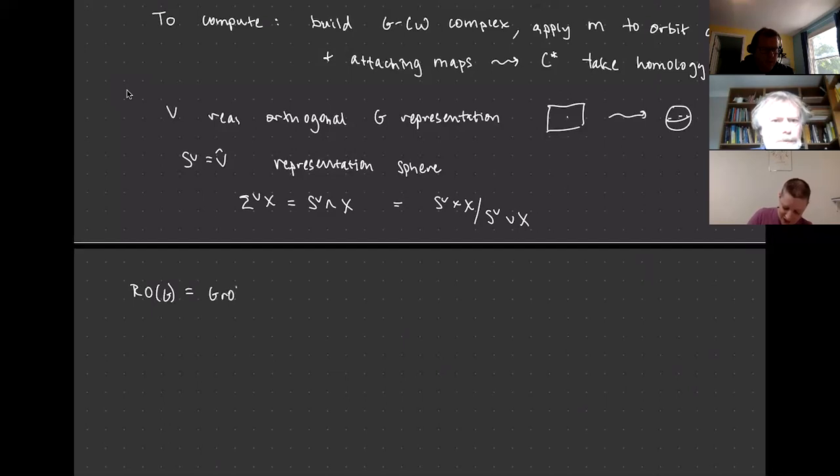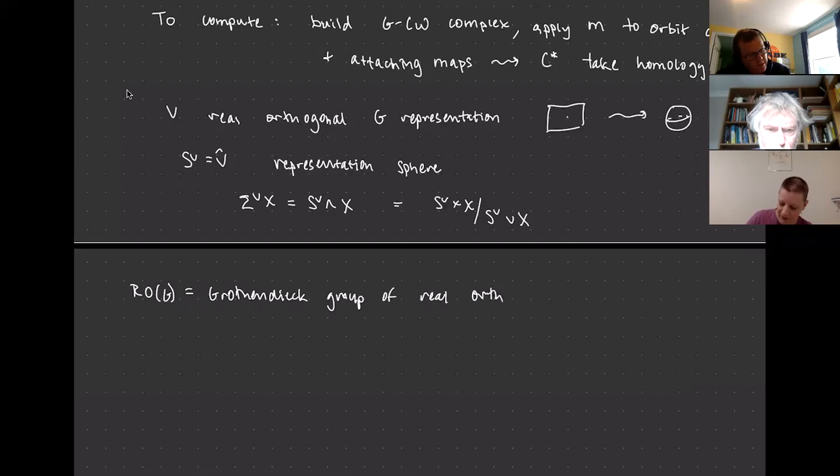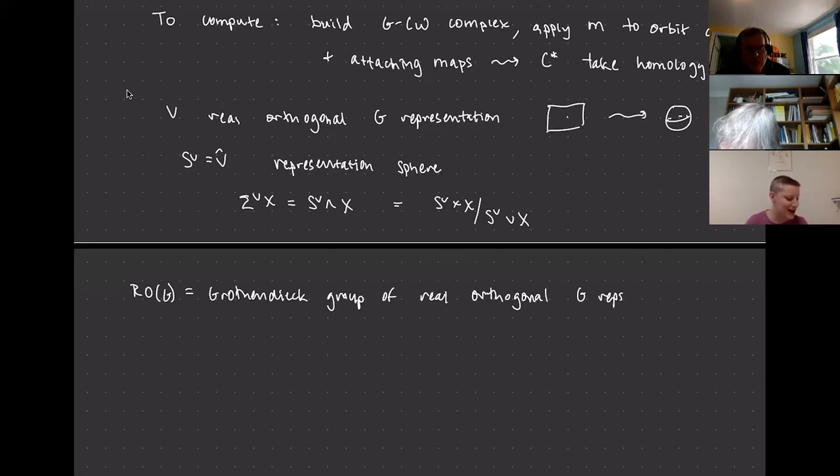So RO(G) is the Grothendieck group of real orthogonal G representations. Trying to make this so you can read it, but let me know if there's anything you can't read. So I have this Grothendieck group of real orthogonal G representations, or you could just think of this as the group made by the representation ring. I just don't really care about that ring structure. Another way to think about it that's convenient is to think about it as having a basis. So this is the free abelian group on irreducible representations.